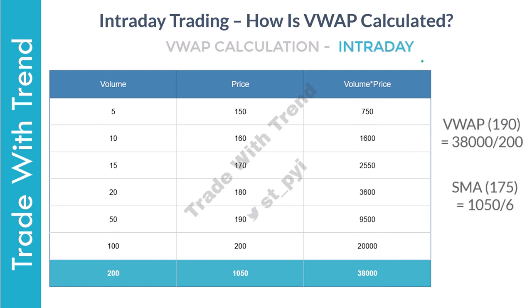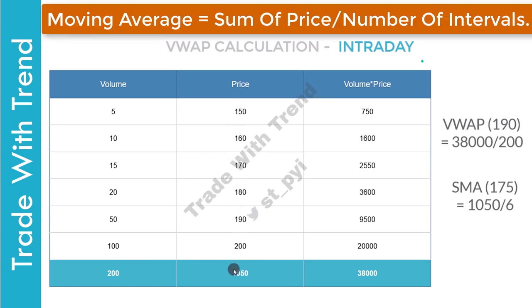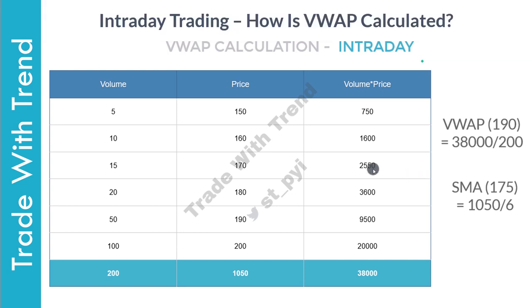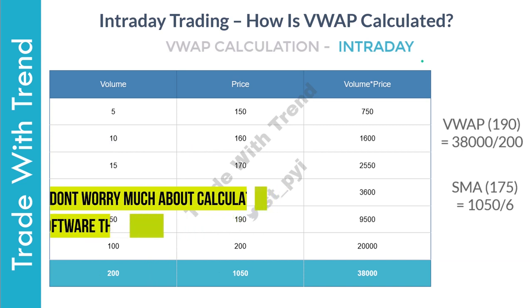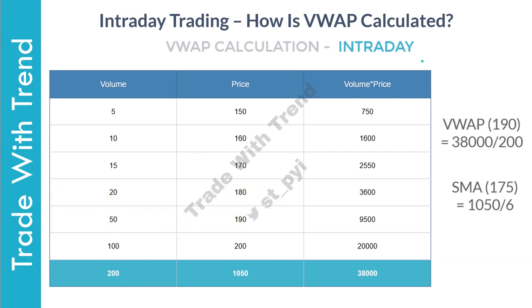If you look at the moving average calculation, we simply take the sum of price in this column and divide by total number of interval, that is 6 in this case. So 1050, that is sum of all price here, divided by 6 is 175. VWAP therefore is relatively less lagging than moving average and it is also widely followed by most traders. This is one more reason why this works so well in markets.